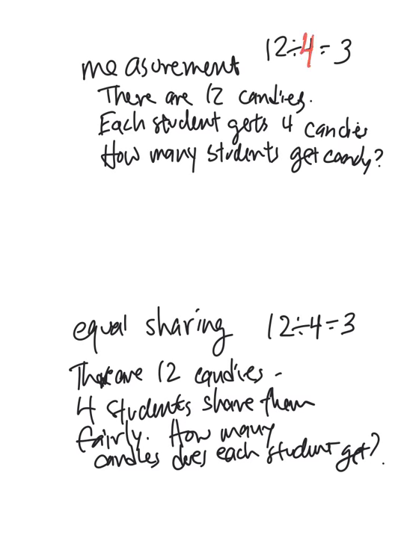So this 4 in the measurement division is talking about how many candies, and that's related to, on the other problem, the number of candies was the quotient. So the number of things in a group in measurement division is the divisor, and the number of groups is the quotient.